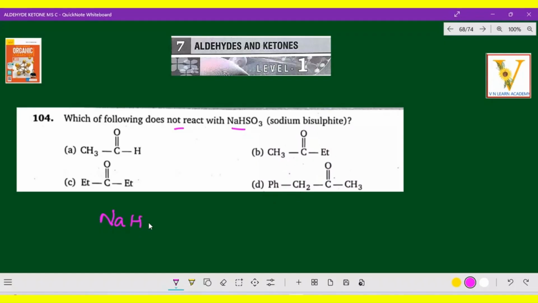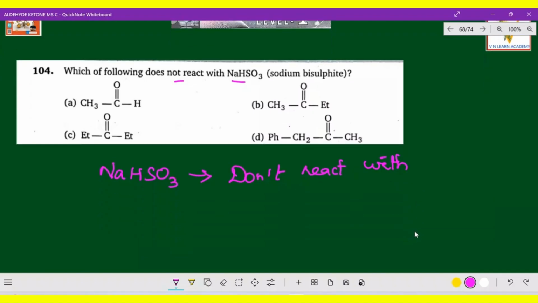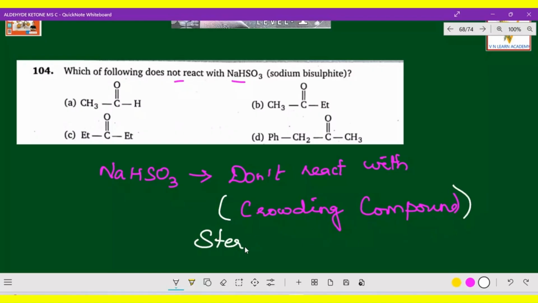That means sodium bisulfite does not react with compounds having steric hindrance. That means crowded compounds, especially steric hindrance. Okay, now come to that point. So that means where it does not react is all they are asking, right?